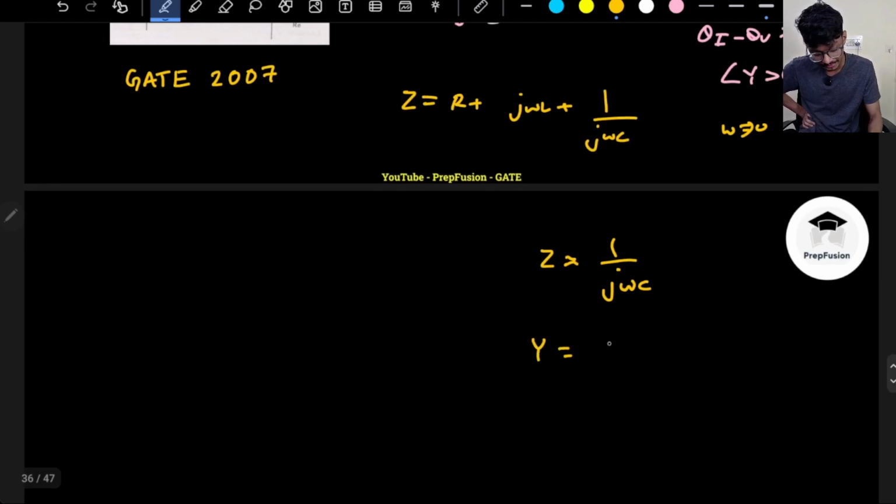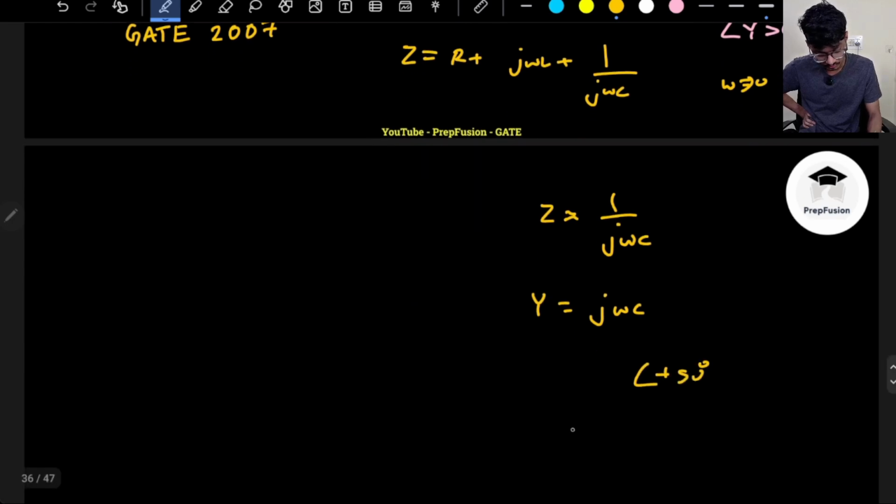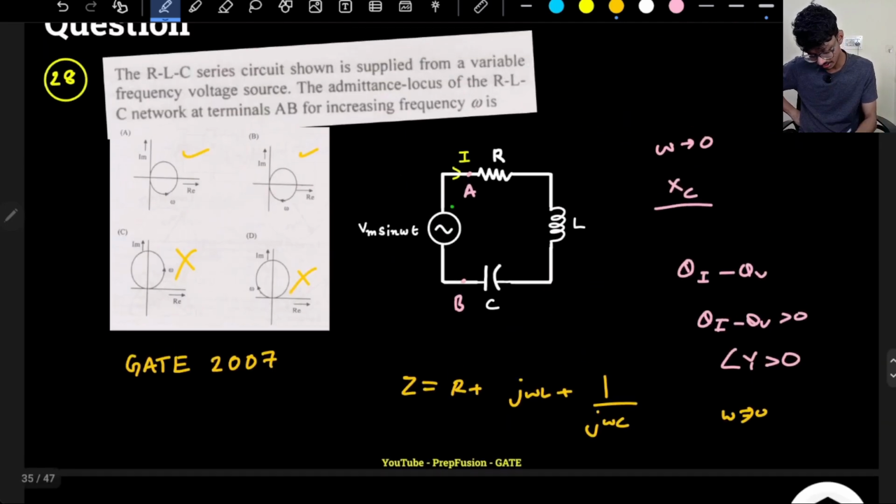What will be the admittance? Admittance will be j omega C. What is the angle of the admittance? Plus 90. What is the magnitude of the admittance? 0, because obviously you are making omega equal to 0, so omega C will be 0. So the magnitude of the admittance will be 0 and the angle will be plus 90. But as it is 0, we don't care. So we will start from this point only.